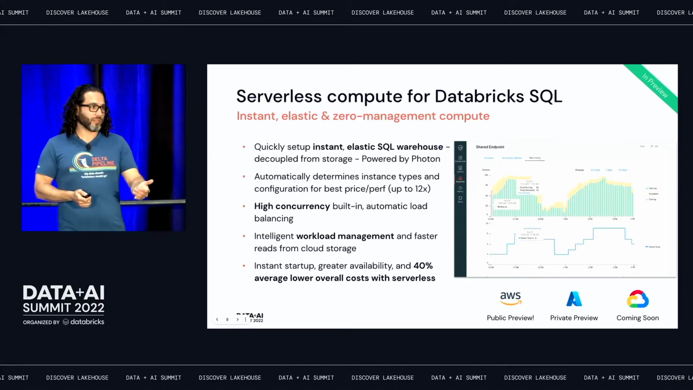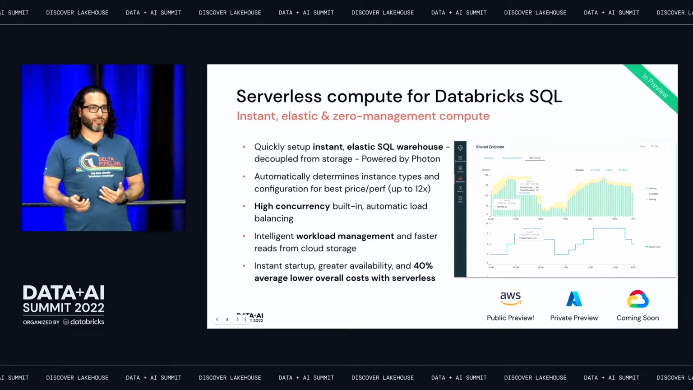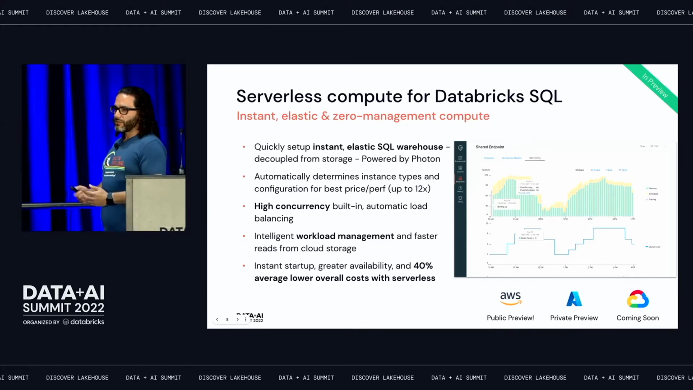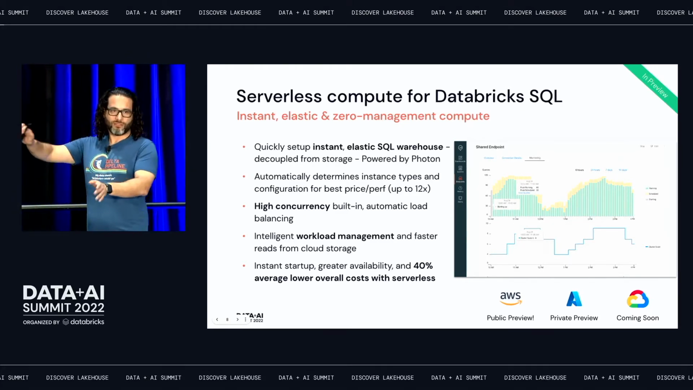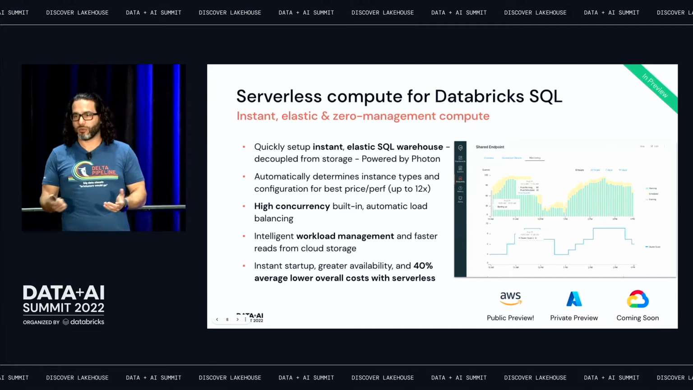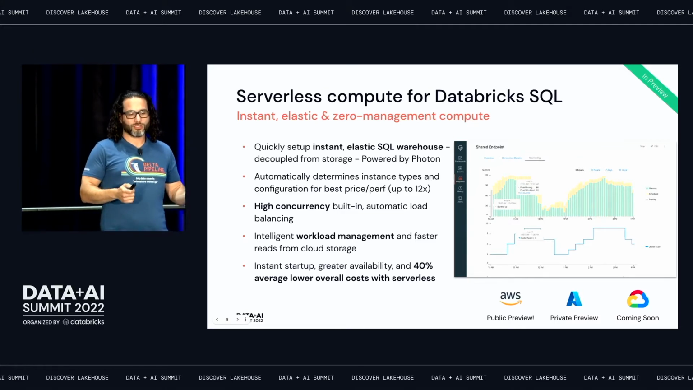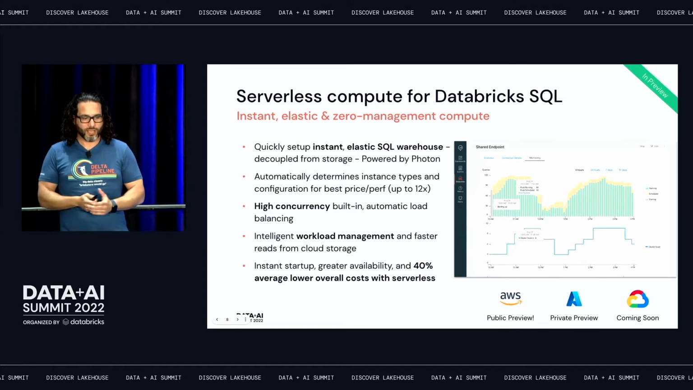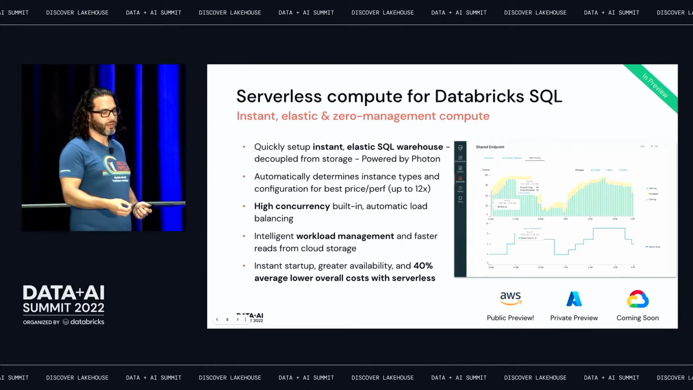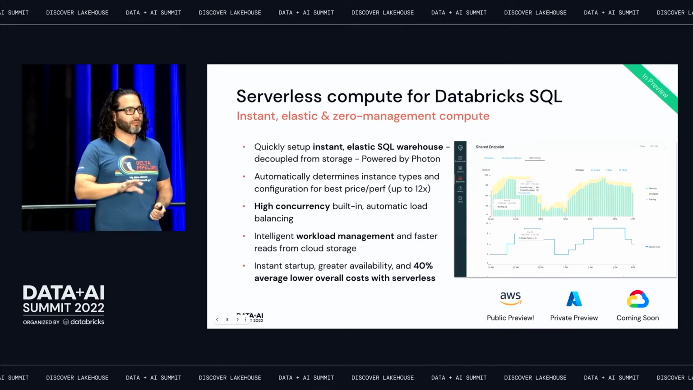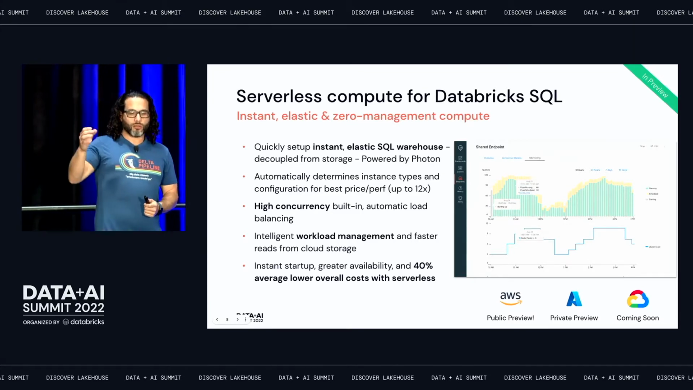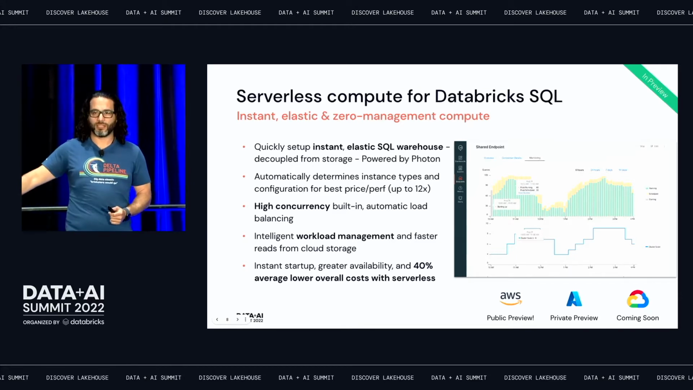So that's great for you. As a customer, you can negotiate with the cloud on compute cost and use your discounts and reserved instances. But that means you have to manage the compute. Our customers came to us and they're like, we don't want to manage this. Can you just figure out how to give me the best price performance and just give me some knobs to tune? And so we heard that, and essentially what we've come up with is serverless Databricks SQL compute. What is this? Essentially, it's Databricks managed compute that will give you instant elastic SQL warehouse compute decoupled from storage. And it's powered by all of our latest and greatest technology to get you the best price performance on the cloud. We will automatically determine all of the complexity of managing the infrastructure on the cloud.